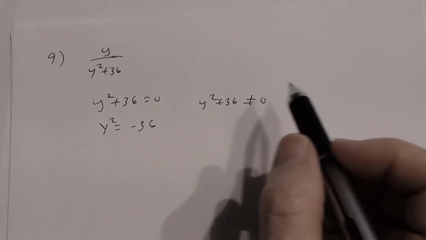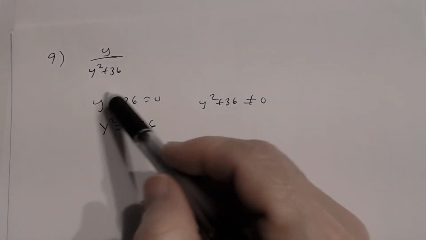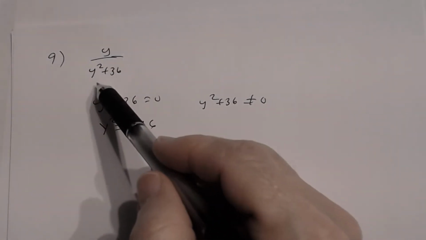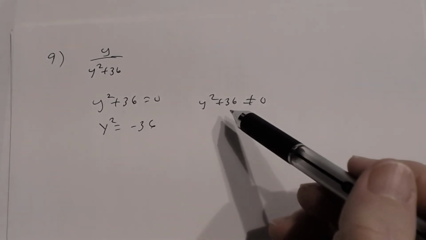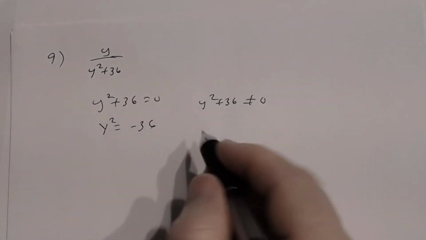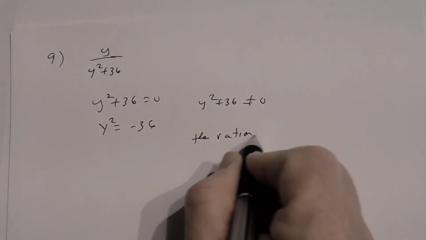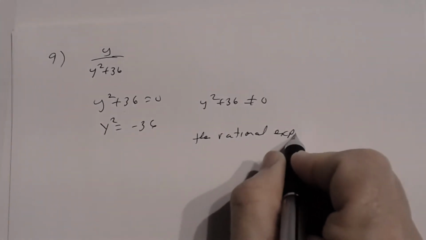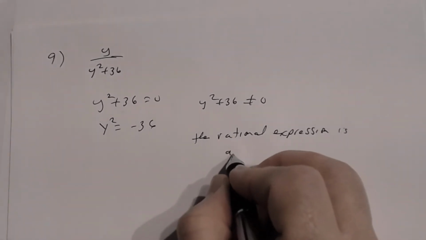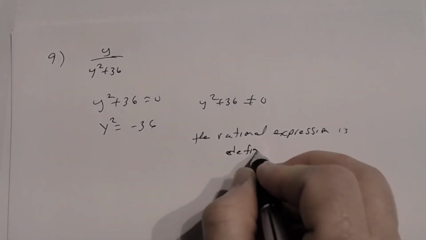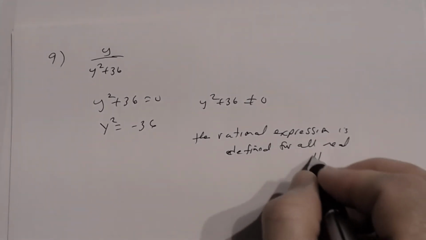So then you ask yourself, well, let's go back and talk about the directions. The direction said find all values of the variable, in this case y, for which the denominator is 0. Well, there isn't any. So that means that the rational expression is always defined for all real numbers. That's what that means.